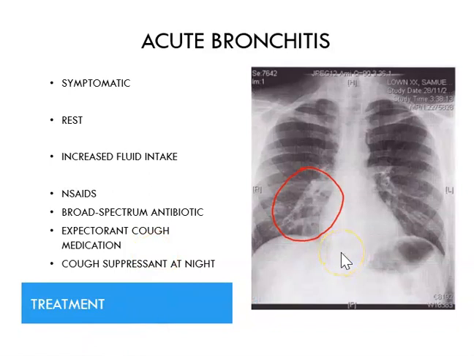Treatment for this is going to be based off of symptomology. You want your patients to rest and increase their fluid intake again. They could be having NSAIDs for the pain, and broad spectrum antibiotics like penicillin or erythromycin. That's going to be for the patients that have bacterial bronchitis, and that's about 50% of the cases. Expectorant, they're going to use that during the day to help mobilize the secretions and get them out, and a suppressant at night so they can sleep.